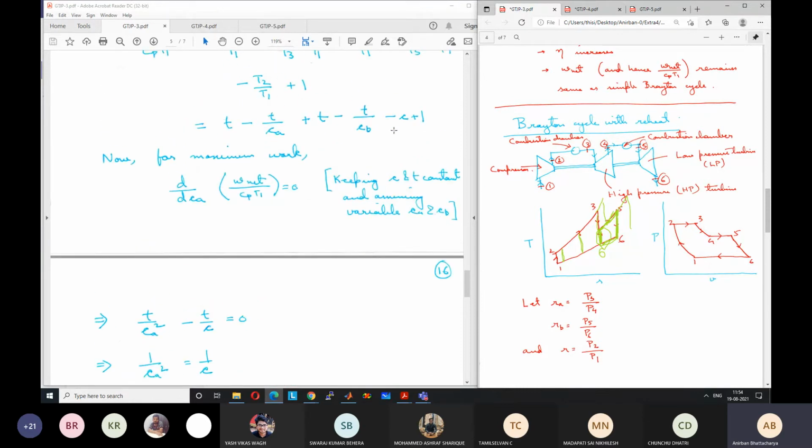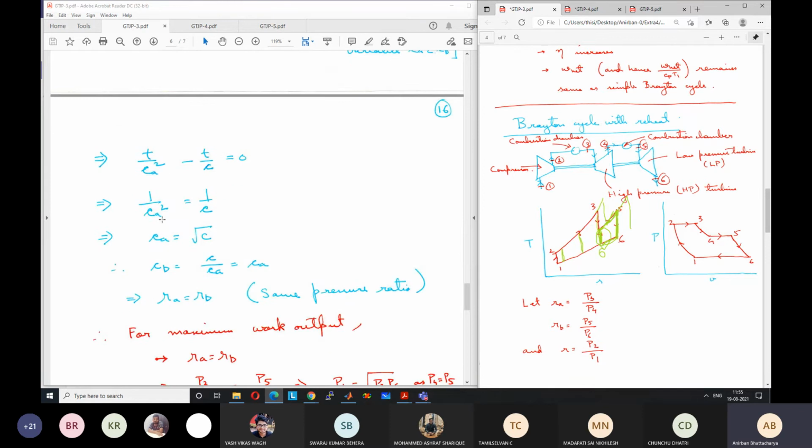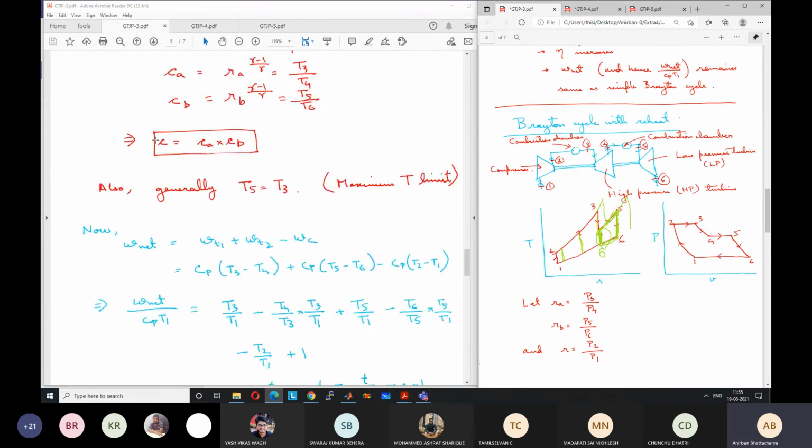This term, this and this are not a function of CA, so they all vanish. We are only left with two terms. One is minus T by CA; if you take its derivative with respect to CA, we get T by CA square. Minus minus cancels. The second term is minus T CA by C, which gives us minus T by C. So from here we find that CA square is equal to C.